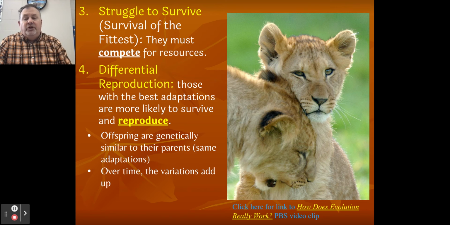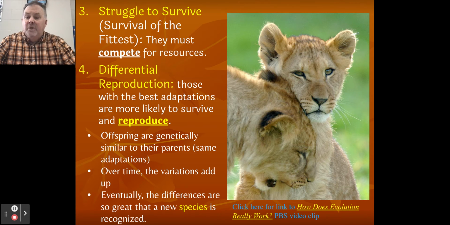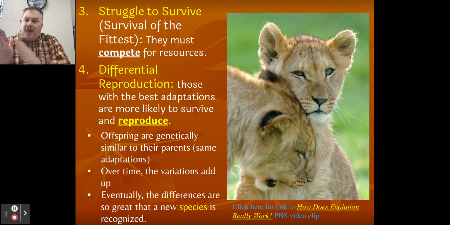So over time, what we're suggesting is that these variations add up, and they add up to make that individual even more successful. Again, evolution doesn't occur in one generation. Evolution is this long string of generations from one to another, your grandfather and mother, to your parents, to yourself, to your offspring. Evolution exists in many generations. It doesn't occur in just one generation. So eventually these differences are so great that even new species can be recognized.